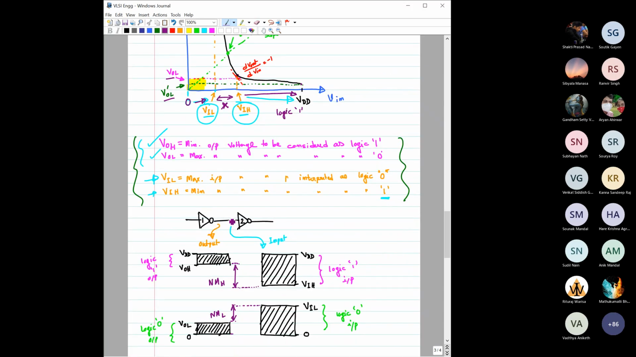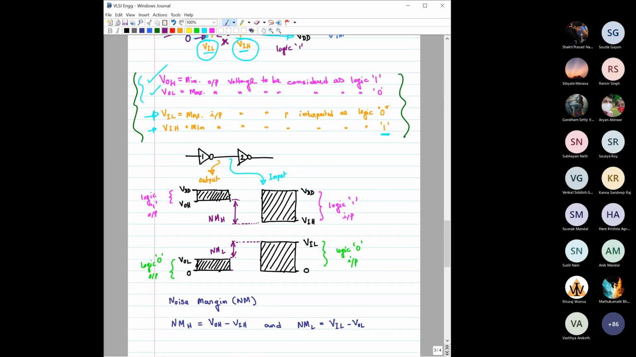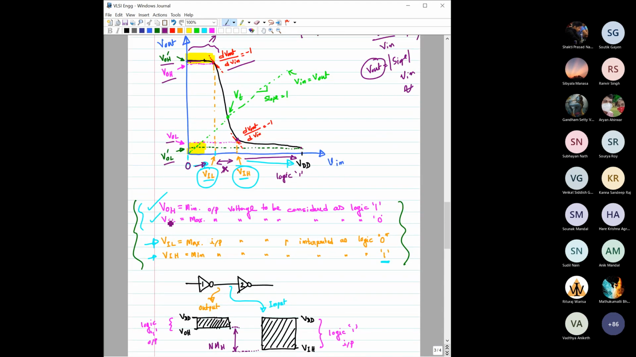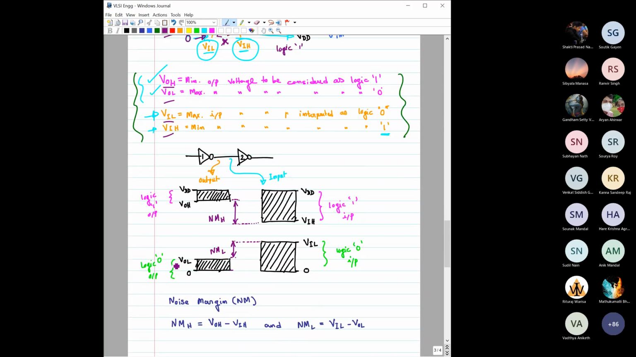So here, if the definition of these four terms is clear to you, then probably you can understand this very quickly. See, this is very easy. Say one inverter is driving another inverter. So you have termed them inverter 1 and inverter 2. This is inverter 1, this is inverter 2, right? And let us focus only here, not at the input side, only at this output side.